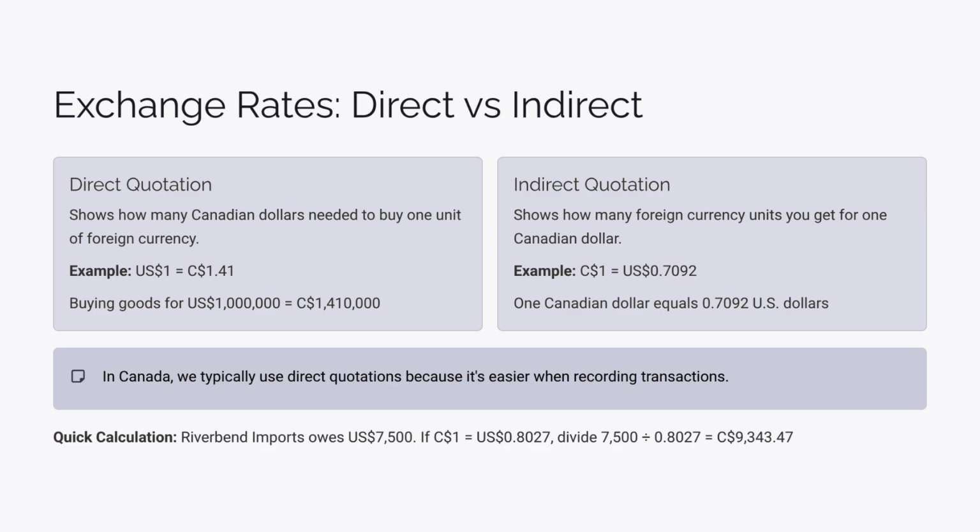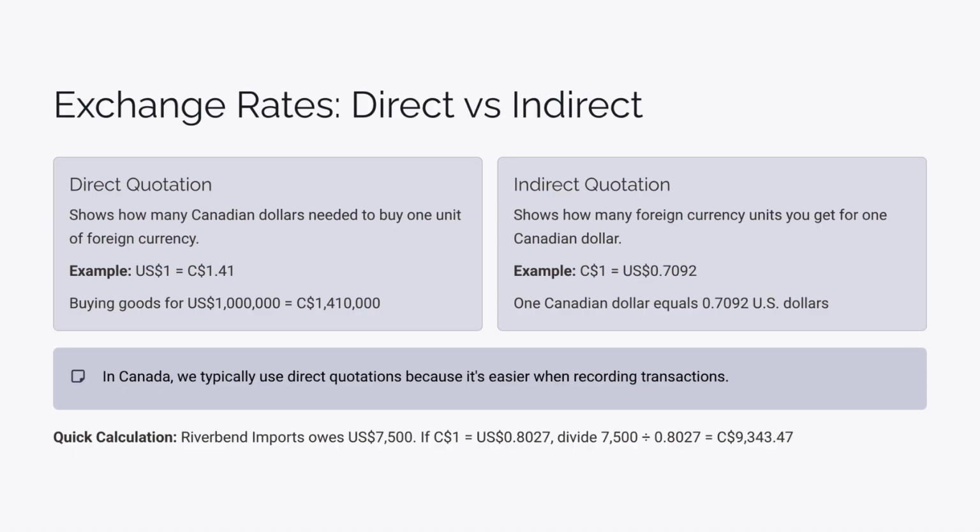Example, Riverbend Imports Inc. owes 7,500 US dollars. If the rate is 1 Canadian dollar equals 0.8027 US dollars, divide 7,500 by 0.8027 equals 9,343.47 Canadian dollars. Or convert it to a direct rate. US dollar 1 equals Canadian dollar 1.2458, and multiply 7,500 times 1.2458 equals Canadian dollars 9,343.50. Pretty close, just rounding differences.